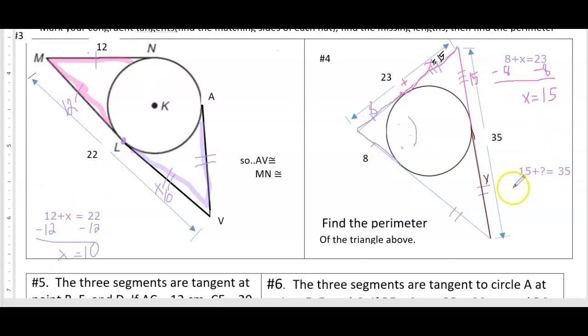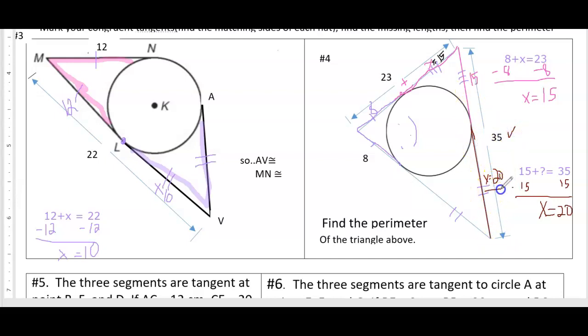Okay, let's check your work. So you're going to minus 15 on both sides. So 35 minus 15, what is that? So x equals, good, 20. So then this side right here would be 20. So let's check. So I have 15, the pink piece, and then this brown piece is 20. 15 plus 20, yep, gives me 35.